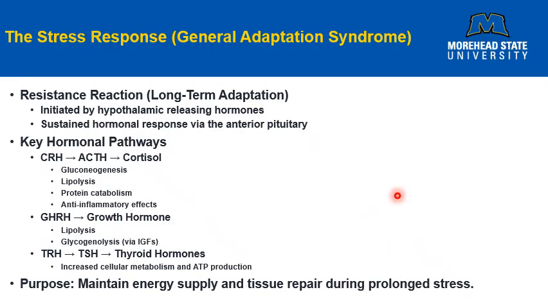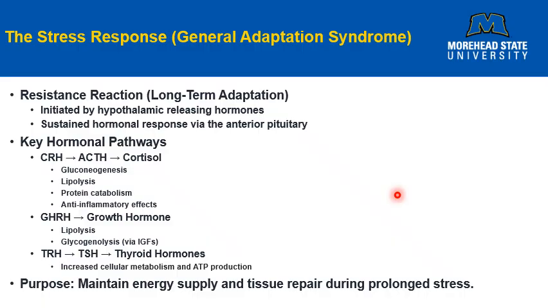Don't fight a bear. Now, we have the fight or flight, but we also have what is known as the resistance reaction. This is a long-term adaptation. Again, it is initiated by hypothalamic release of hormones. This time there's a sustained hormone response, and it's via the anterior pituitary. There are key hormonal pathways: CRH, ACTH to cortisol, which we've already talked about.